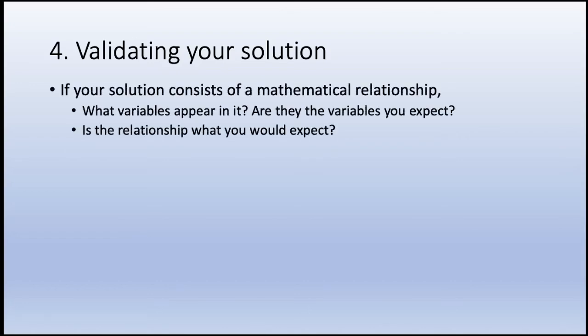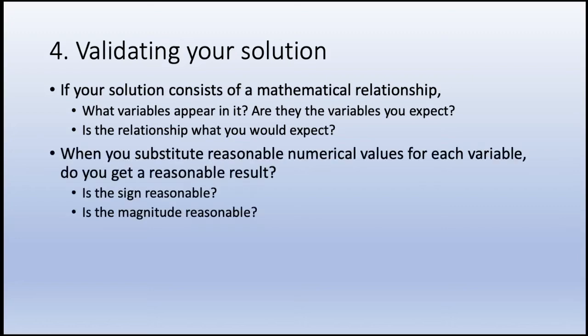If your solution consists of a mathematical relationship, what variables appear in it? Are they the variables you expect based on your understanding of the problem? Is the relationship what you would expect it to be? When you substitute reasonable values for the variables in a relationship, can the result be positive, negative, or 0? Is the sign you get what you expect it to be? What magnitude or range of magnitudes do you expect your quantity to take on in typical situations? Is the magnitude of your result consistent with the expected range? If the quantity is a vector, is the direction reasonable?